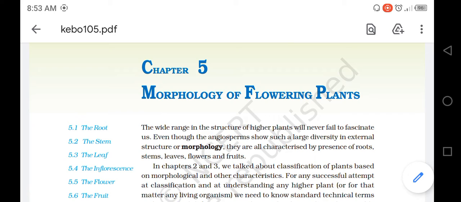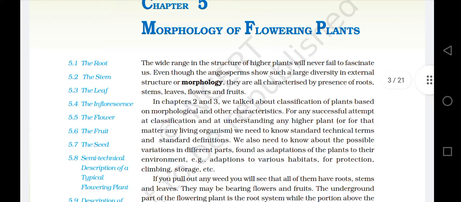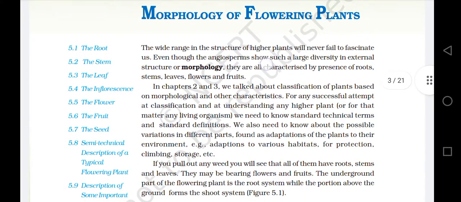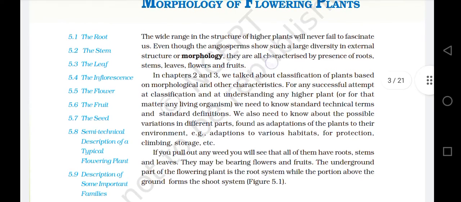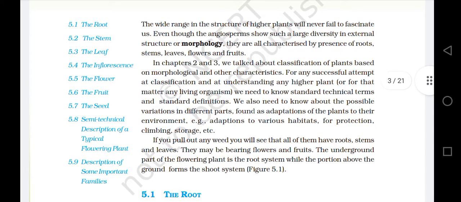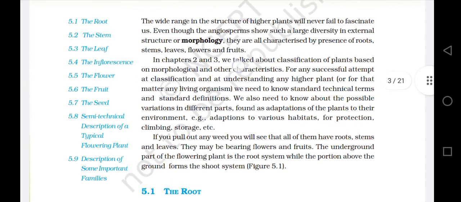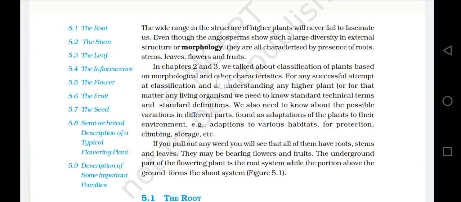Class 11, Chapter 5, Morphology of Flowering Plants. The wide range of the structure of higher plants will never fail to fascinate us. Even though the angiosperms show such a large diversity in external structure or morphology, they are all characterized by the presence of roots, stem, leaves, flowers, and fruits. In chapters 2 and 3, we talked about classification of plants based on morphological and other characteristics.